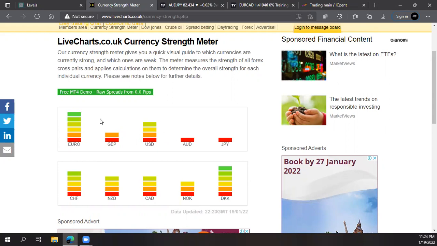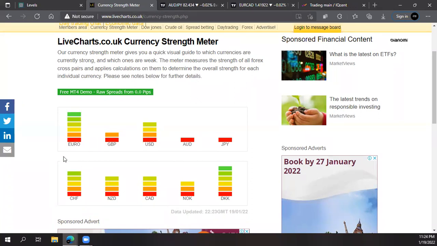So for a sell, let's look at EUR/AUD, which is for a buy. Euro is stronger than AUD, that's for a buy. So what you should be looking out for is GBP/USD for a sell. GBP/USD.